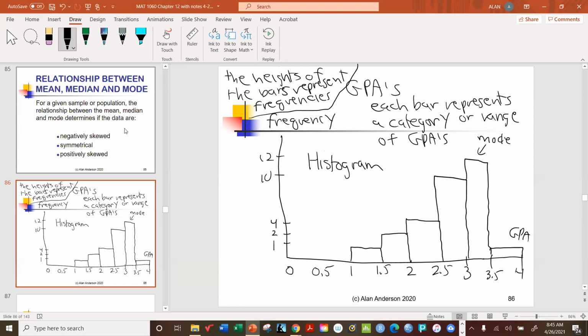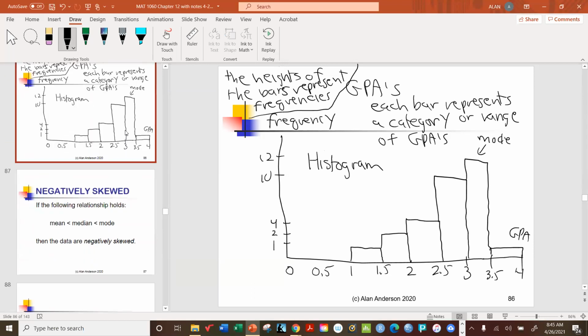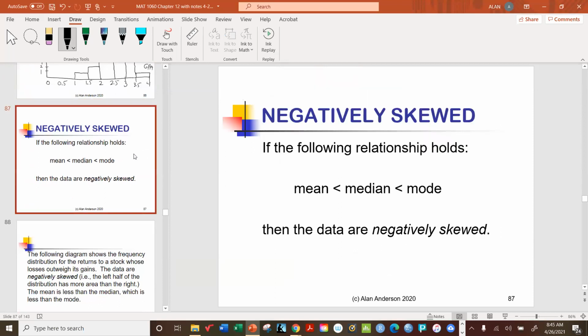And so what we're going to see is 3 different cases, and we can identify them by the relationship between the mean, median, and mode. Now, in the first case, what if it turns out that in our sample or population, the mean is less than the median, which in turn is less than the mode? Then we describe this situation as negatively skewed. You'll see why when we look at the histogram.